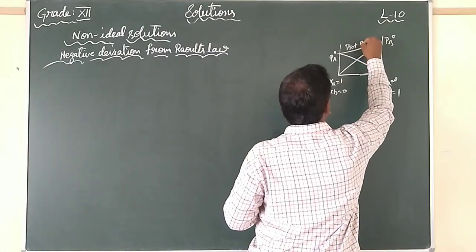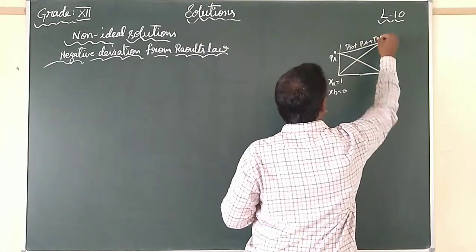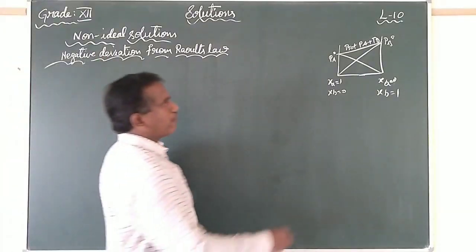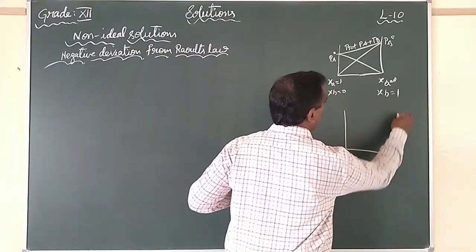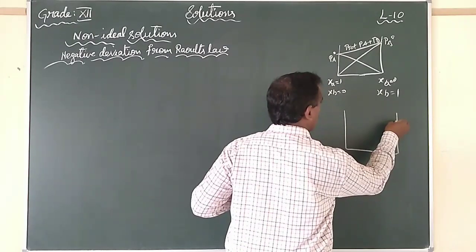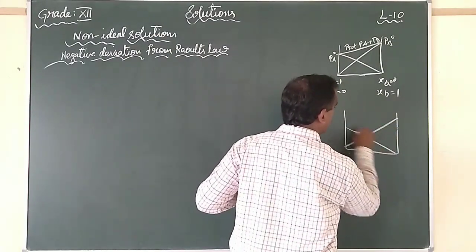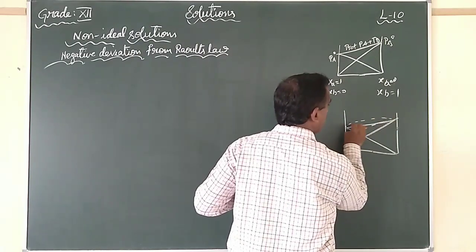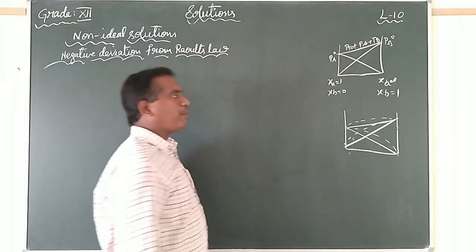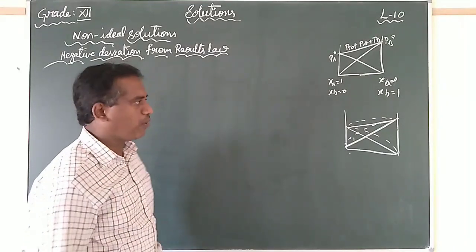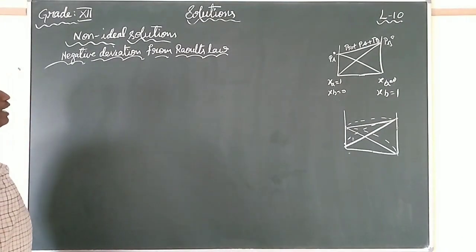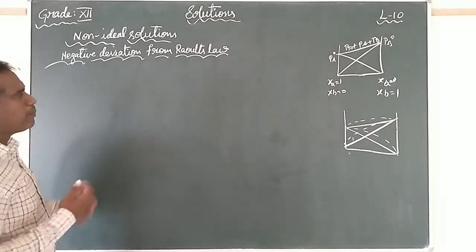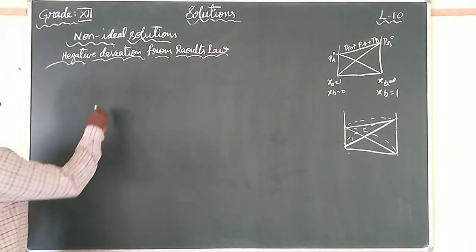But now we have also learned about the positive deviation from Raoult's law. How is this positive deviation from Raoult's law shown? It is shown by the total vapor pressure increasing. Now we are studying negative deviation from Raoult's law. Let us compare some examples and take up the point here.